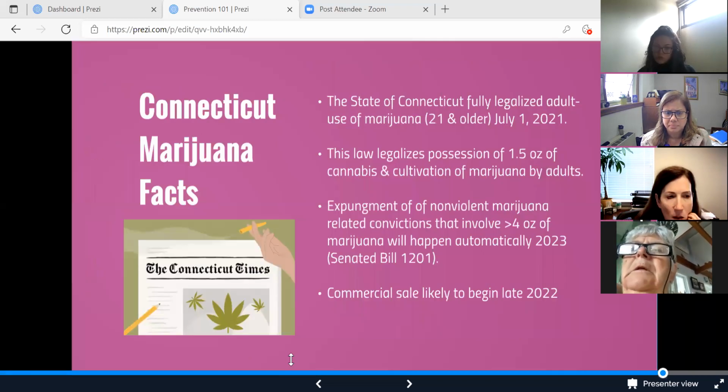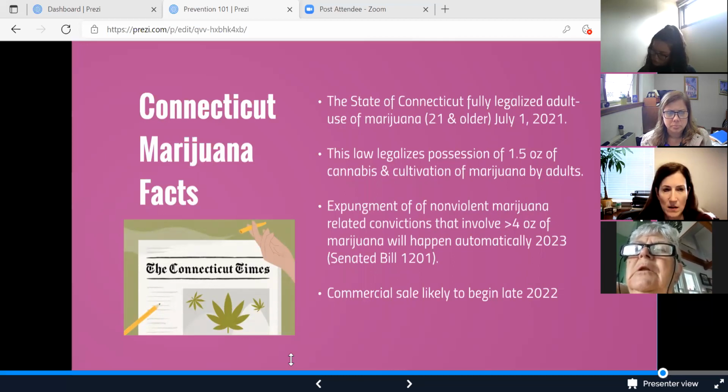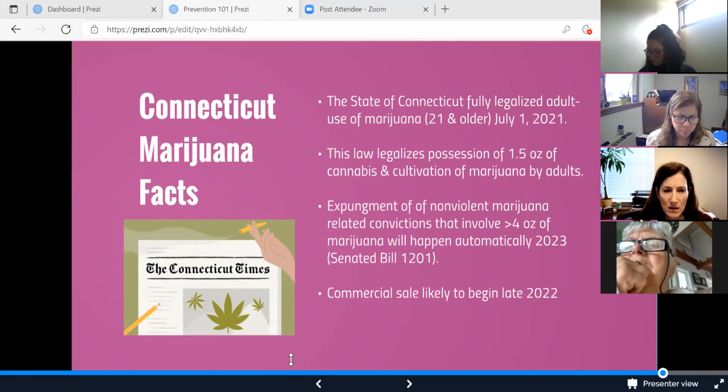Next, I just wanted to cover some facts about Connecticut marijuana. Recently, Connecticut legalized adult use marijuana, that is, for users 21 or older, on July 1st of 2021, this year. This law allows people to possess 1.5 ounces of cannabis and also allows the cultivation of marijuana by adults.